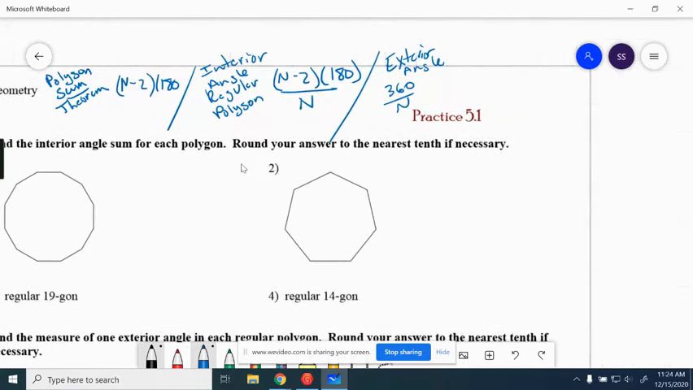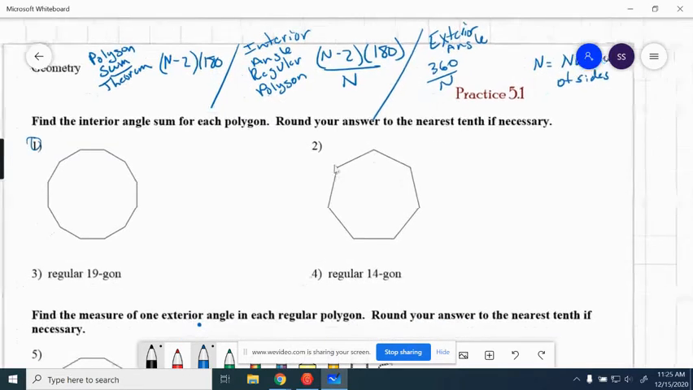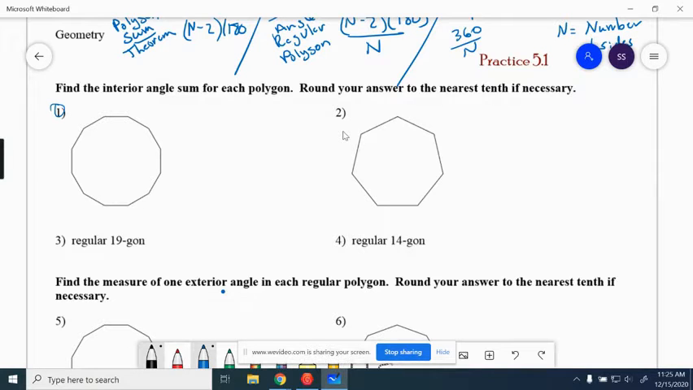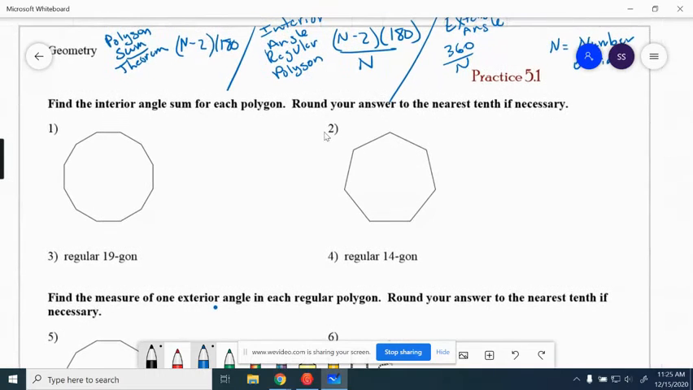And I should write this off to the side. For all of these, n is equal to the number of sides of the polygon. Okay? So when you're doing these practice problems or when you're doing the quiz, you just got to make sure you're reading the directions and making sure you're looking for the right thing. So 1 through 4 is looking for the sum. Okay, so we are looking for the sum of all of these angles. Okay, so we just need to follow the polygon sum theorem.